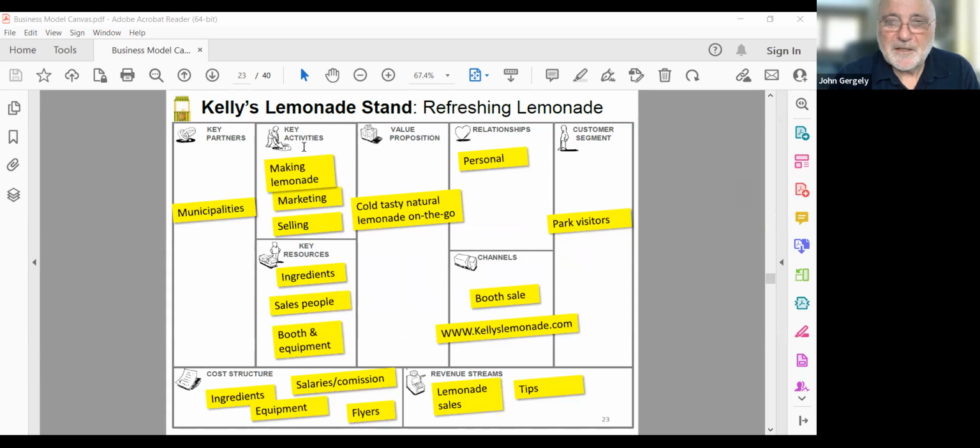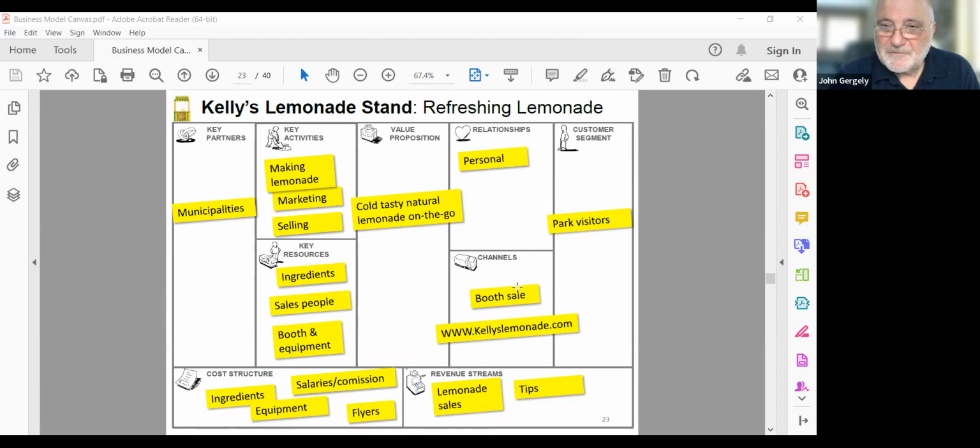My key activities: making lemonade. I have to do a little marketing. I'm going to be selling. Key resources: my ingredients. My mother's going to be my salesperson. Oh, I need a booth and equipment. My value proposition is nothing more than cold, tasty, natural lemonade on the go. I'm going to have very personal relationships because I'm going to be selling from my booth.